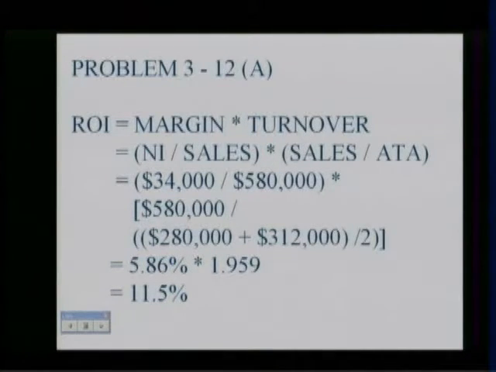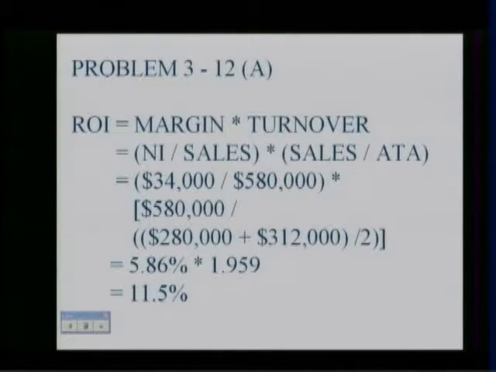Then you take that sales of $580,000 and you divide it by average total assets. Well, in this case, you have to compute average total assets. So what you need to do is read down your balance sheet there on page 85 and find the total asset numbers for 2004 and 2003. 2004 total assets were $312,000, and for 2003 they were $280,000. So you're going to add those 2 numbers together and divide by 2. That will give you your average total assets.